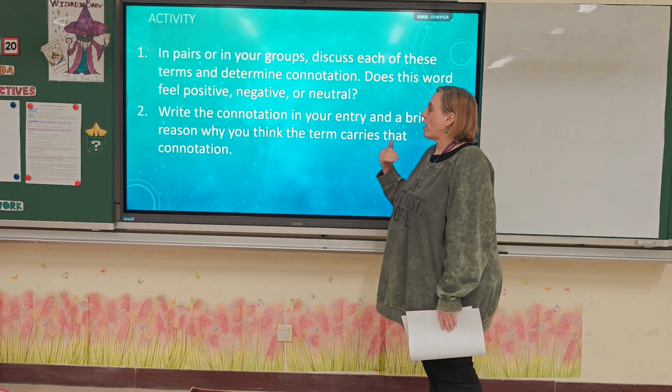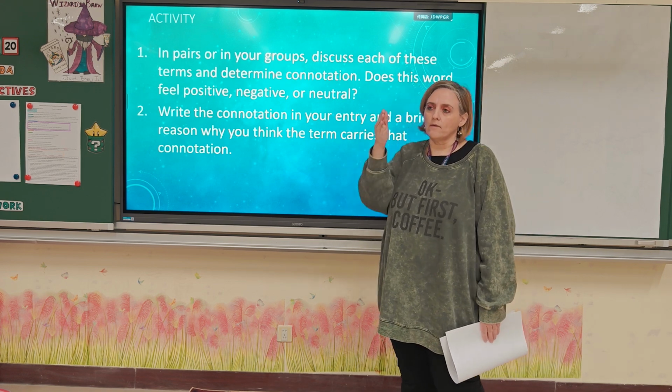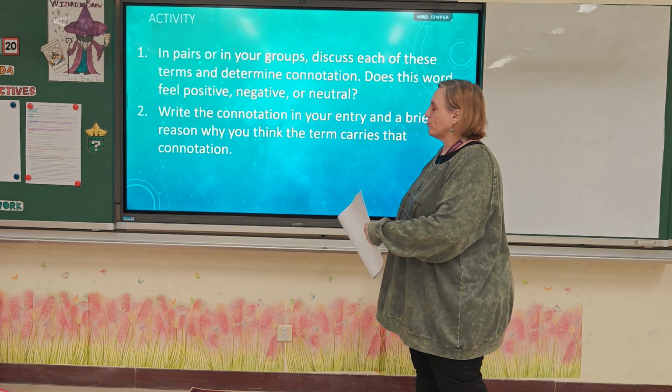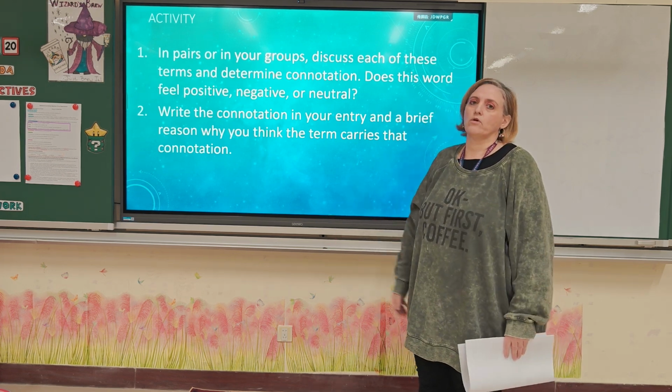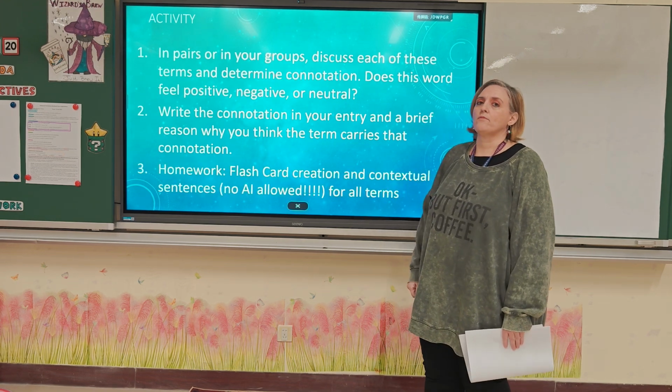And then I have them write why it is important. So basically their entry will say negative connotation, and then they will do a semicolon, and they will say, I think that the term carries this connotation because, and they will give the reason. Okay? Then for their homework, they have to make flashcards.